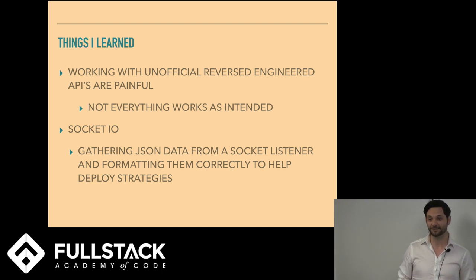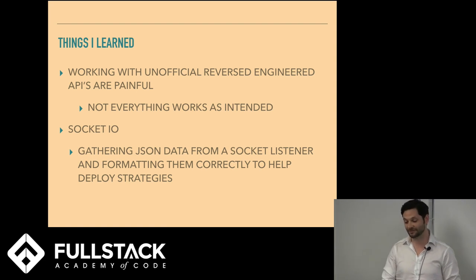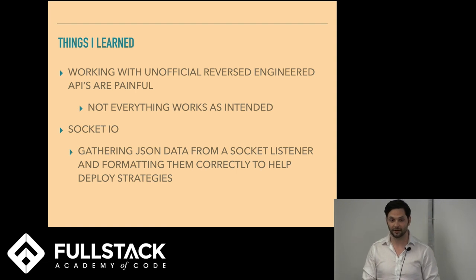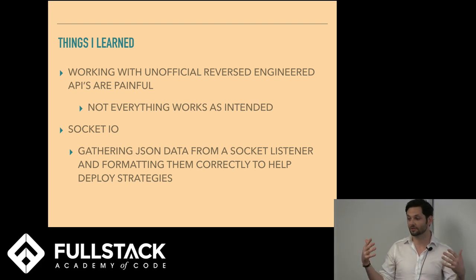Robinhood doesn't have a public API that you can hook into, so it's all reverse engineered. Figuring that out was tough, and nothing was working as intended. I learned a lot about Socket.io, subscribing to data, getting that data and formatting it correctly so that my strategies could look deeper into that data and formulate buy or sell orders.